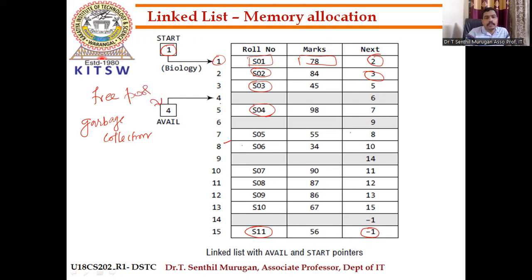The avail pointer points to the location of the first free space in the available memory. In this memory, the data fields are free. Here no data, here also no data, but it is pointing to the next place where free space is available. So 6 means the sixth location has free space, then the next space is available in the ninth location. The next space is available in the 14th location, and the 14th location has -1. That means free space is only available up to the 4th place. After that, there is no free pool. Okay.